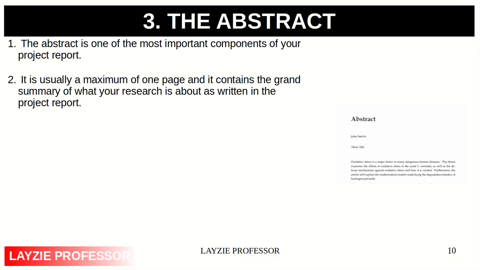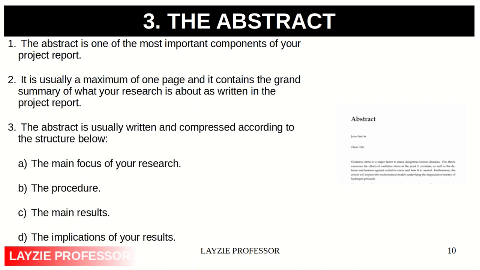And this paragraph is supposed to give the grand summary or the total summary of what your research is about, basically. So all the information, what your research is about, the results you achieved, and everything must be put together into the abstract, so that anyone who takes your abstract and reads it actually has a bird's eye view as to what your research is about and the information inside. And the abstract is usually written and compressed according to a certain structure, and in this 1 paragraph abstract, there are 4 main components of information.